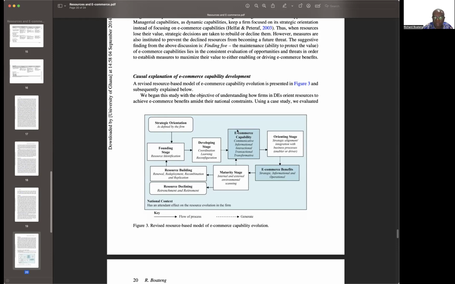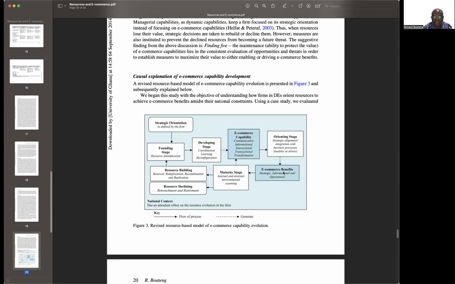Then these e-commerce capabilities are realized or developed. And after they are developed, the firm may choose some of them and align them with its business processes. As it aligns them with the business processes, it then generates benefits. And then after some time, the benefits are continuous, and it gets to a maturity stage in which it becomes tacit to the firm. Every time they put in the resources, they gain these particular e-commerce benefits.